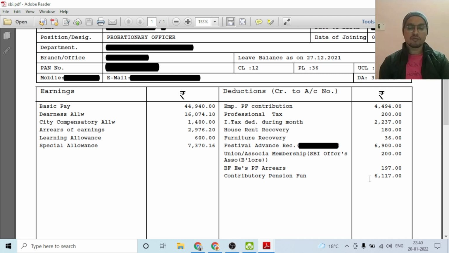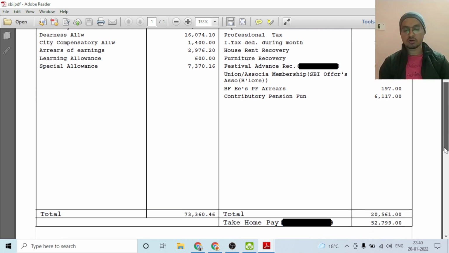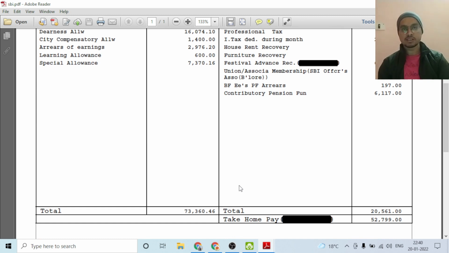After subtracting the deduction from the gross earning, let's say the gross earning is 73,360 rupees and his deduction is 20,000. So after subtracting all the deductions from the gross earning, his take home pay, his net in hand salary will be 52,799 rupees. So you can see the salary amount of SBI is completely different from the public sector banks. So obviously everyone wants to join SBI. Why? Because you are getting more salary.